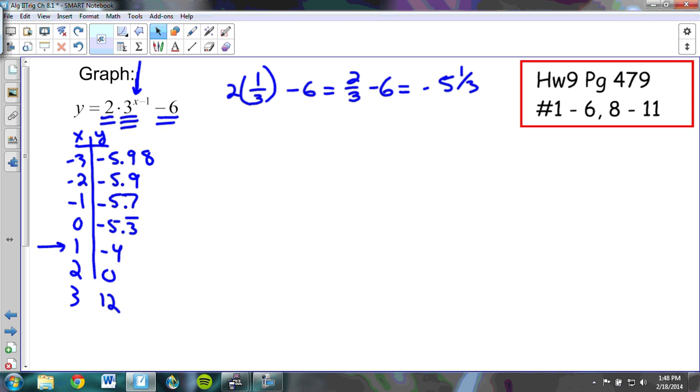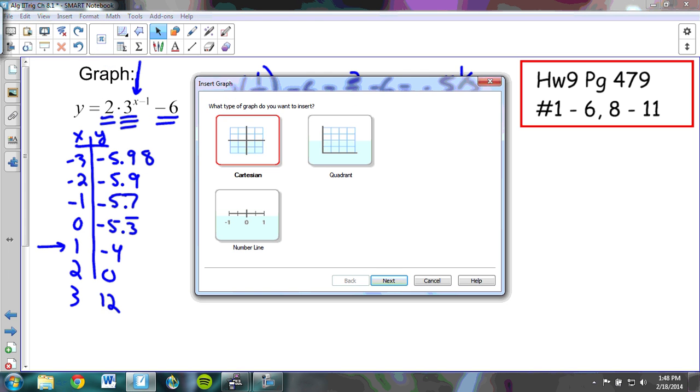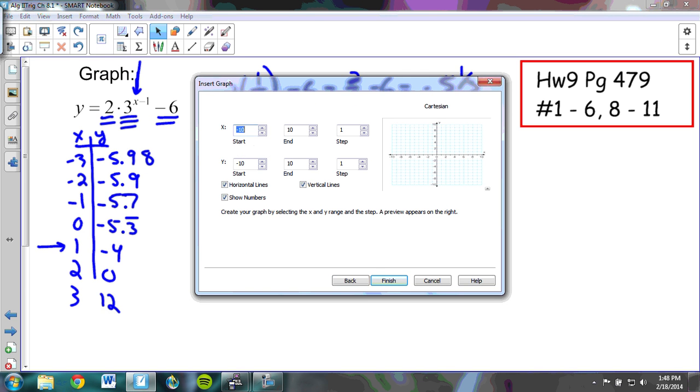So I'm going to graph this. I can see that it has a highest y value of 12 right now. So I'm going to have my y value go all the way up to 12. I don't need it to go much past negative 6, though. And I'm only going from about negative 3 to 3.